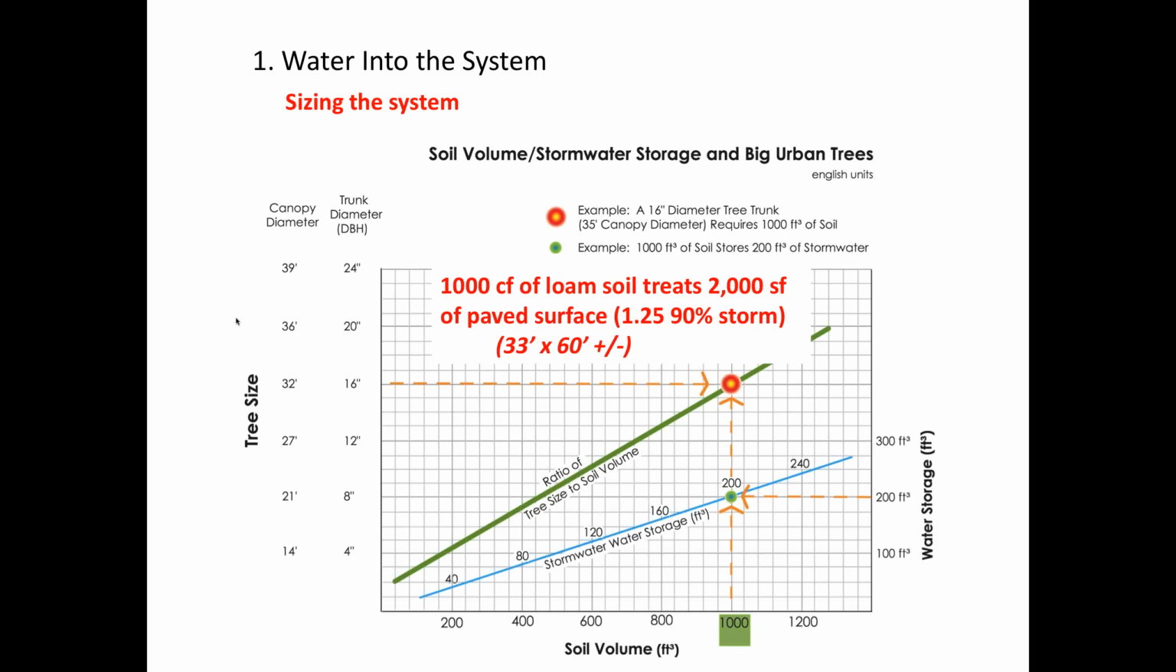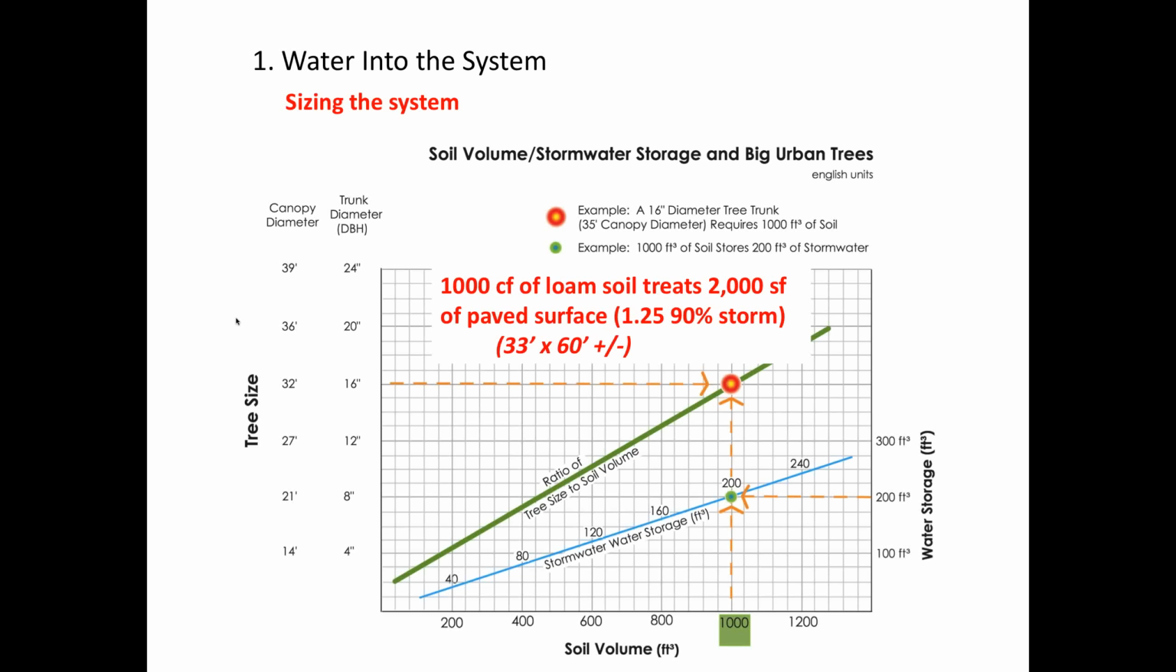So if we use a 20% capacity in soil, which is a good number to start with, we will find that if we want to treat 2,000 square feet of paved surface area with a 1.25 inch storm, which is the 90% storm or the P storm, we need about 1,000 cubic feet of loam soil in order to do that. And it's not coincidental that that happens to be the amount of soil that I've been pushing for.